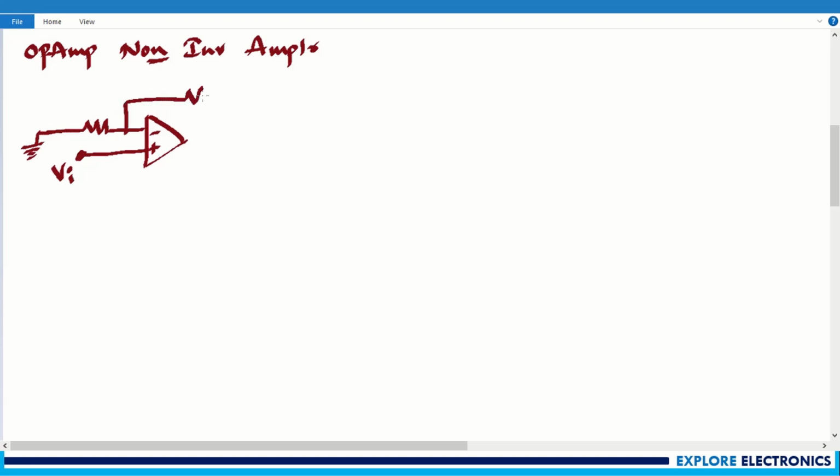That's why it is named the non-inverting amplifier. And you can easily guess the output will be a non-inverted version of the input. And here we are going to provide V0. Again, let me call this R1 and this Rf.